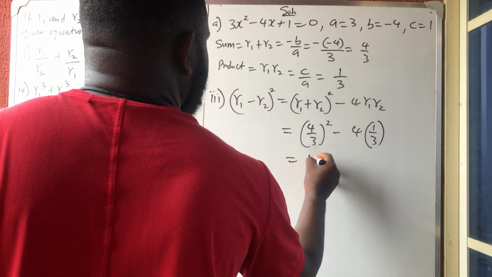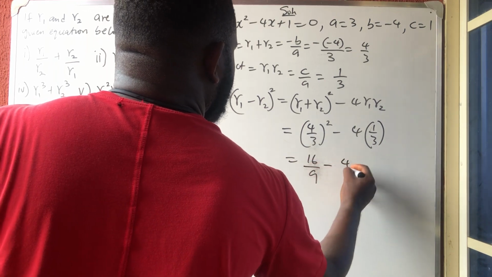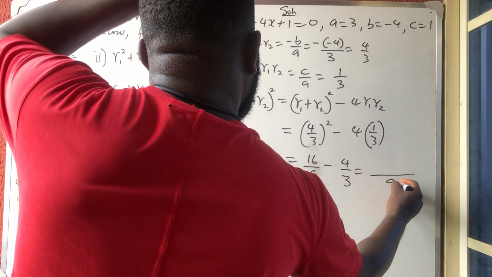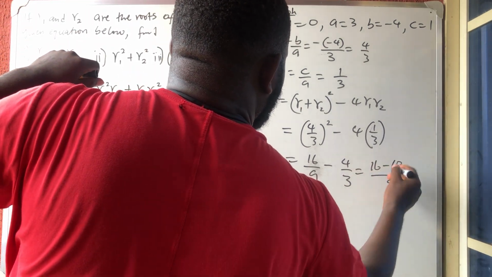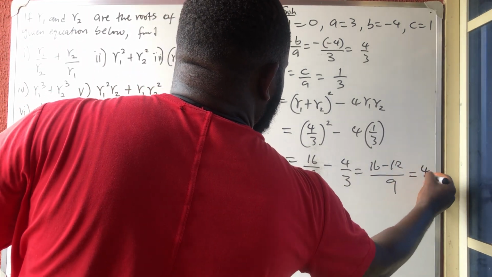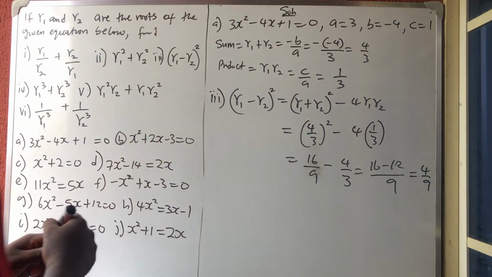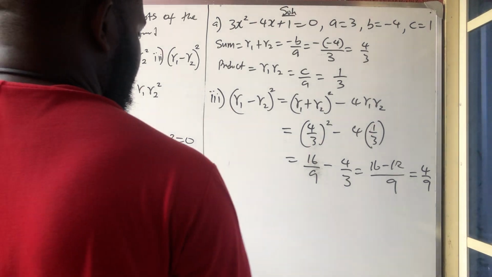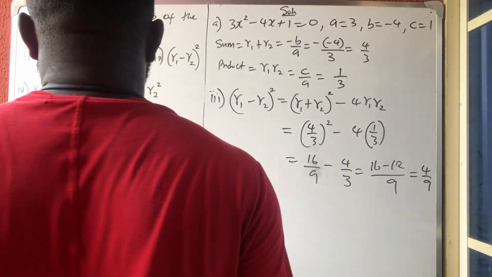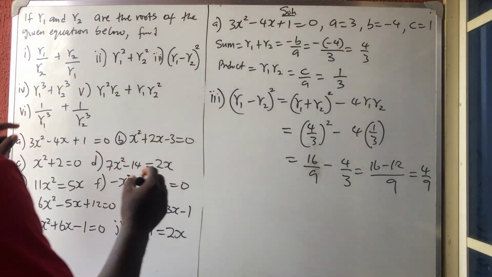So what do we have now? 16 over 9 minus 4 over 3. So the LCM is 9. That is 16 minus 12. So which will give you 4. That is 4 over 9. Okay, as simple as that. So the next one I can clean. So we've done IV. Let's do V.